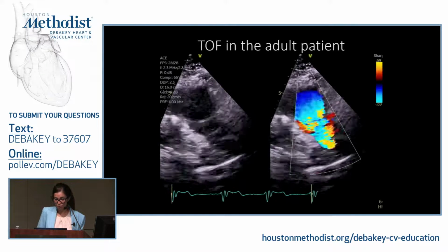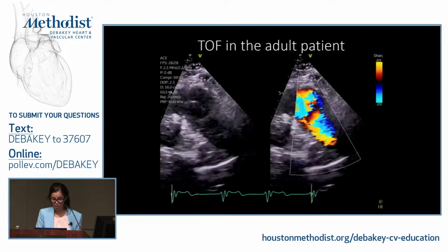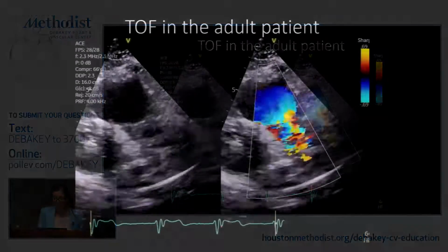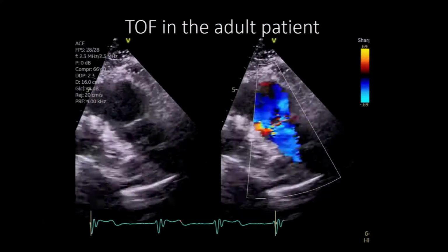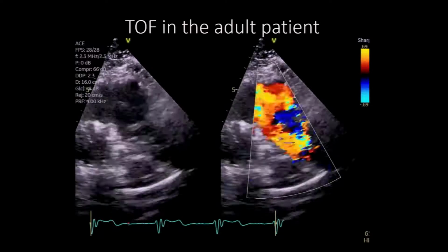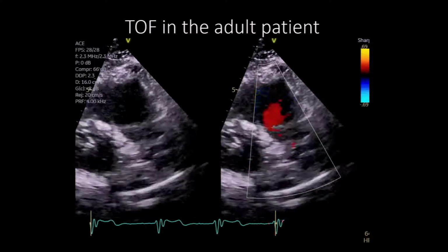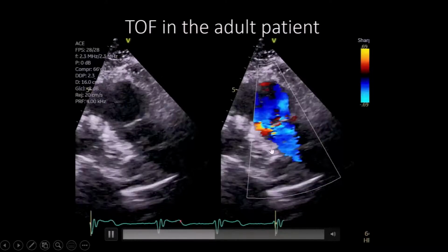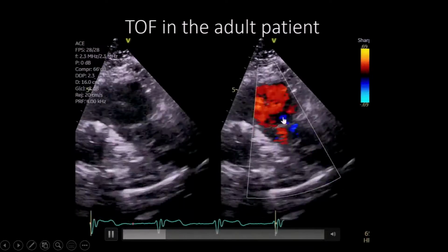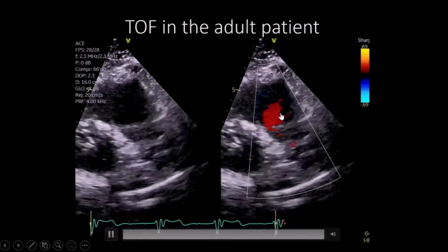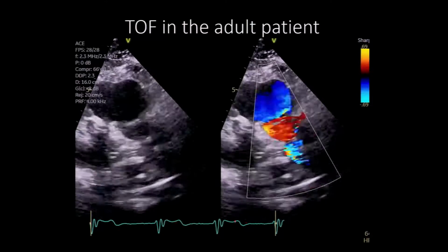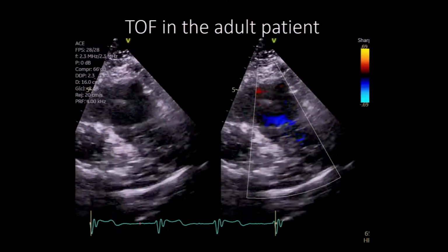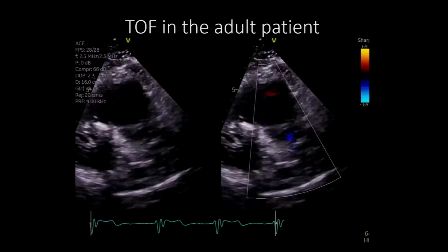So tetralogy flow in the adult patient, echo is our preferred way of assessing them in clinic, especially when we're meeting a patient for the first time. As I said, the pulmonary valve is of great interest, and we should look for pulmonary regurgitation. Like you can see here, it's important to note that because there is equalization of pressures, the pulmonary regurgitant jet can be very short, and you can miss it.